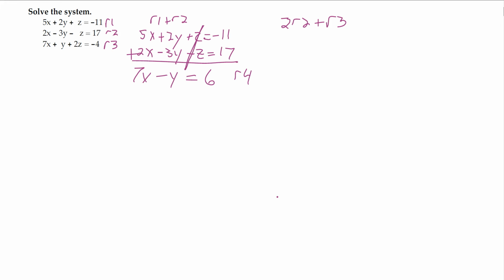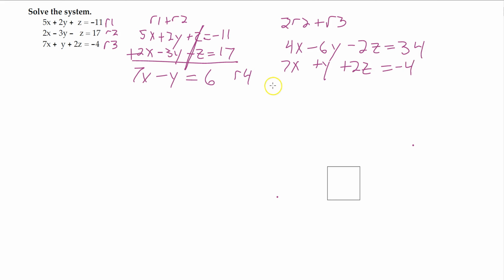So we write that down. Okay, here we go. 4x minus 6y minus 2z equals 34. And row 3 is 7x plus y plus 2z equals negative 4. When we add these together, there it is again. So as you are doing this process, I want you to see that you've eliminated, whether it's z, y, or x, that's really up to you, but you've eliminated that variable twice. Those are your first 2 steps in solving a 3 by 3 system. This results in 11x minus 5y equals 30. That's going to be row 5.